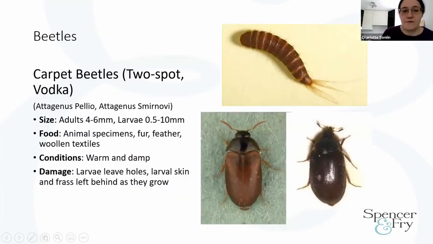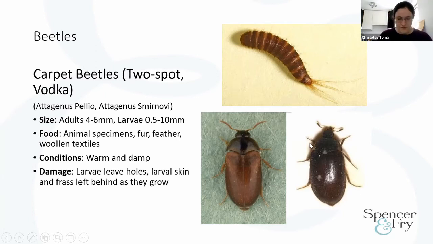So very similar, we've got two different types of carpet beetle, which do differ slightly to the previous two, so I've grouped them apart. So this is the two-spot and the vodka carpet beetle. And again, the adults are 4 to 6 millimeters, so they're quite small, and larvae can be a little bit bigger than the previous carpet beetle, so they're a little bit elongated. But again, similar in that they're quite furry, but they also have these longer hairs as a tail.